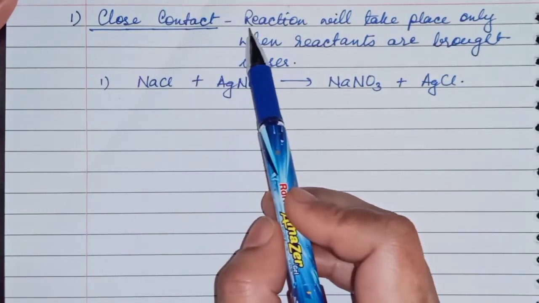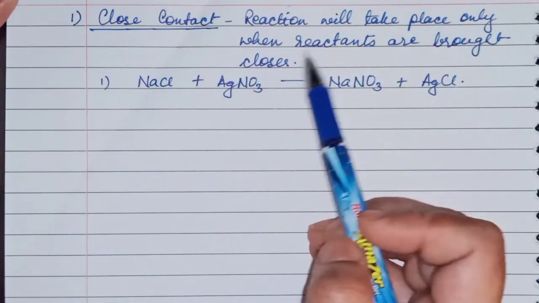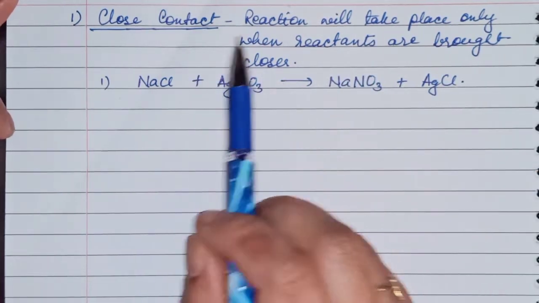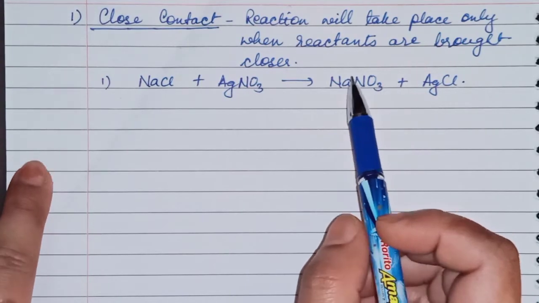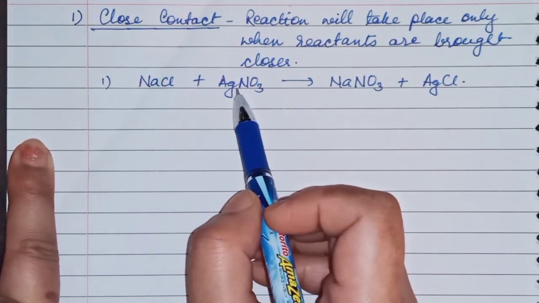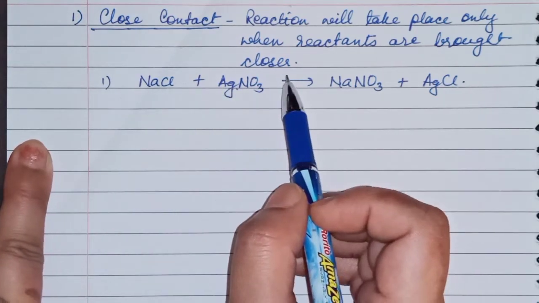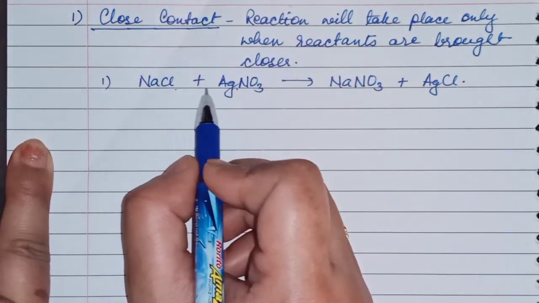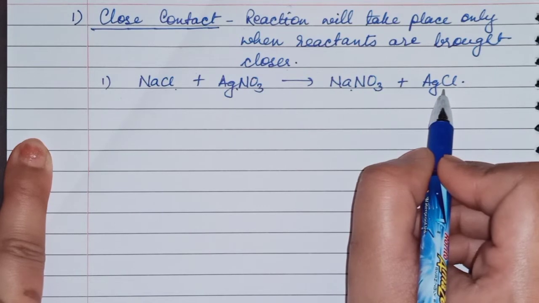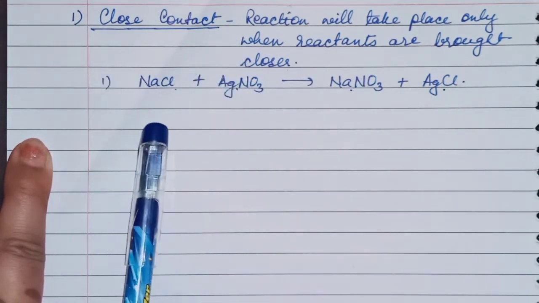First is close contact. That means the reaction will take place only when reactants are brought closer. If they are not brought closer, the reaction will not proceed. We can take the same example, sodium chloride and silver nitrate. When they are not coming closer, the reaction is not taking place. When they are mixed together, only then is it forming sodium nitrate and silver chloride. Otherwise, if they are kept separately, they will not react.